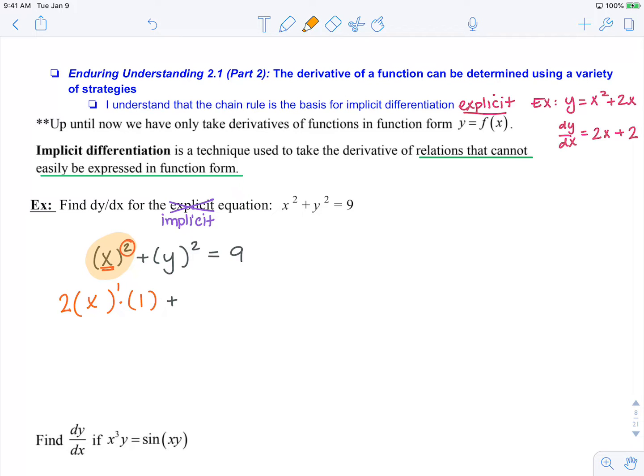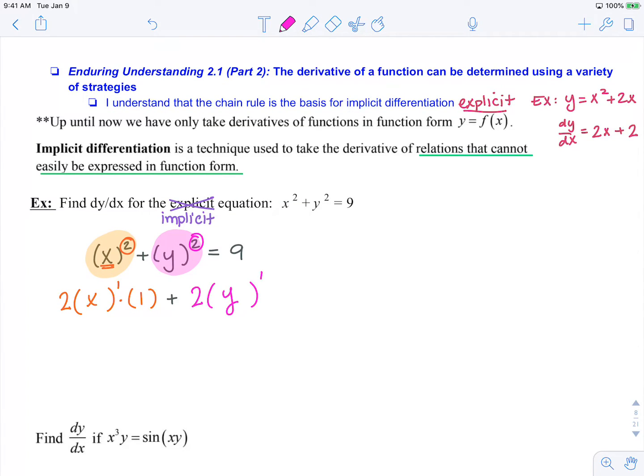Plus, now let's focus on y squared. If I look at this as a composition of functions, the outer function is the squared. So that is 2 times whatever's inside of it to the first power. Now what's inside of it is y. Now we have to ask ourselves, what is the derivative of y with respect to x? That is going to be dy/dx. And we know that equals the derivative of 9, which is 0.